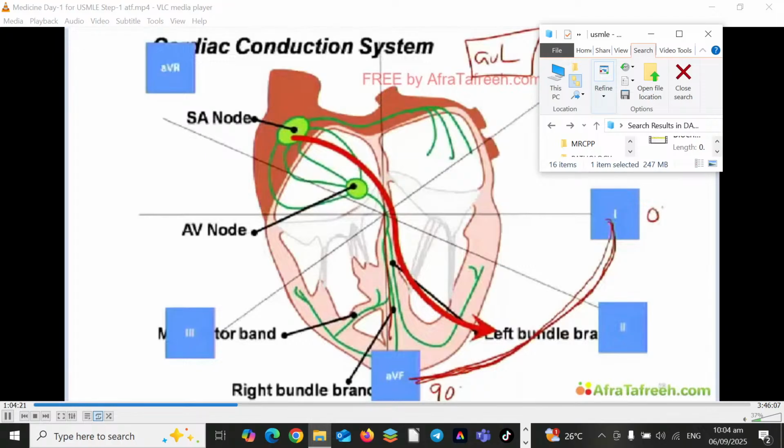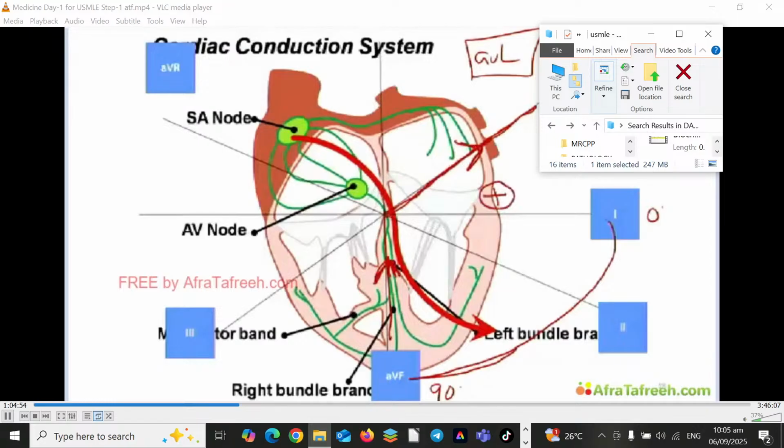If electricity flows towards lead AVL, it is also flowing towards lead 1, right? In this quadrant, it is actually flowing towards lead 1. This is the area of lead 1, right? So it is flowing towards lead 1, but it is flowing away from lead AVF. So here it would become positive in lead 1 and negative in lead AVF.